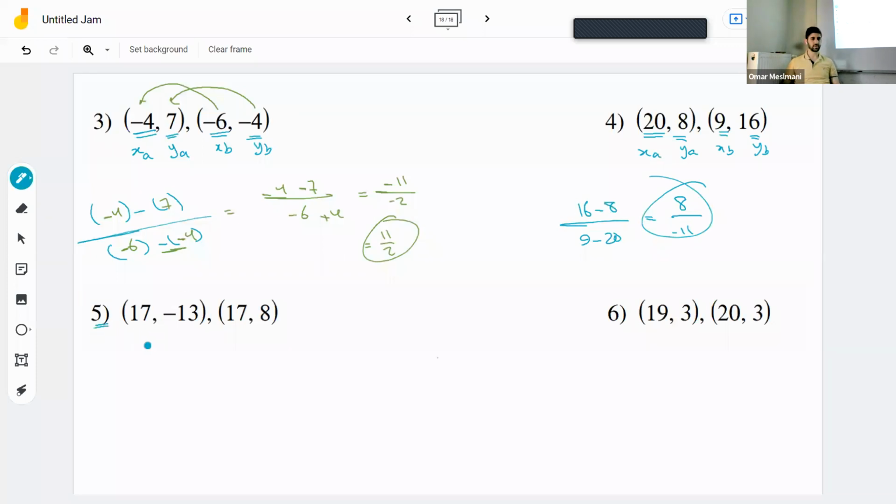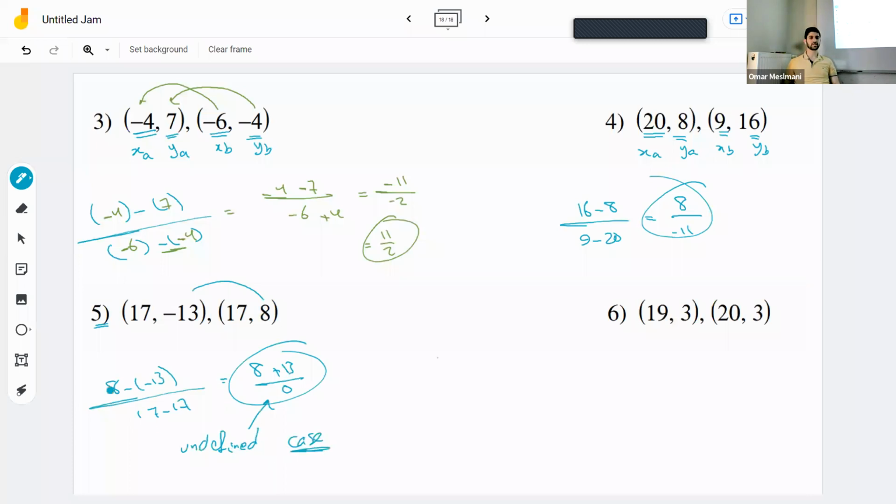Now question 5. Again, difference of Y's over difference of X's. 8 minus -13 over 17 minus 17. So it's going to be 8 plus 13 all over 0. All right, now I have over 0. What do I have? I have an undefined case. So what does undefined case mean? Because I'm dividing by 0, and that's a mistake.